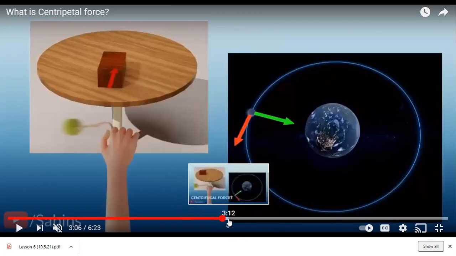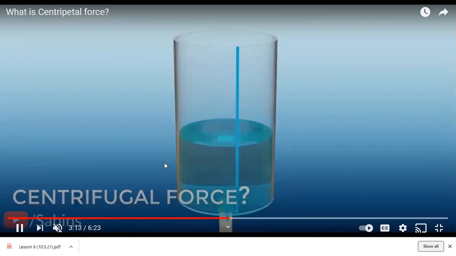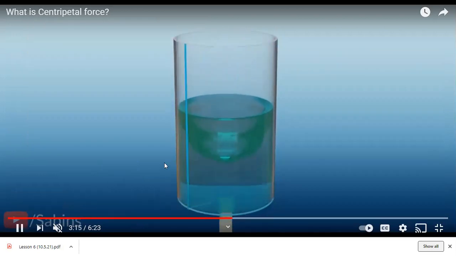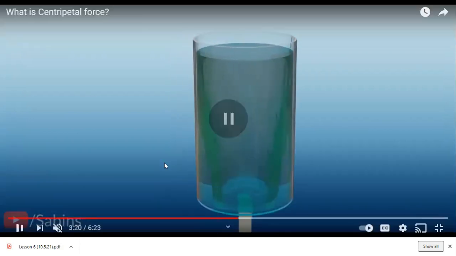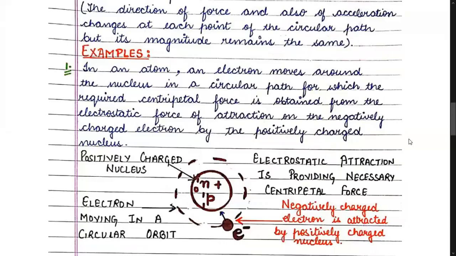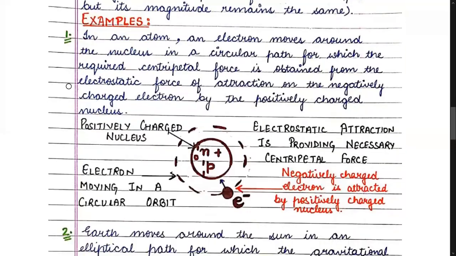When this mixer spins on its own axis, what happens? This you might have experienced. Yes, there is a force acting in an outward direction, which is taking this fluid outward. That force is known as centrifugal force. Which force? Centrifugal, C-E-N-T-R-I-F-U-G-A-L, centrifugal forces.